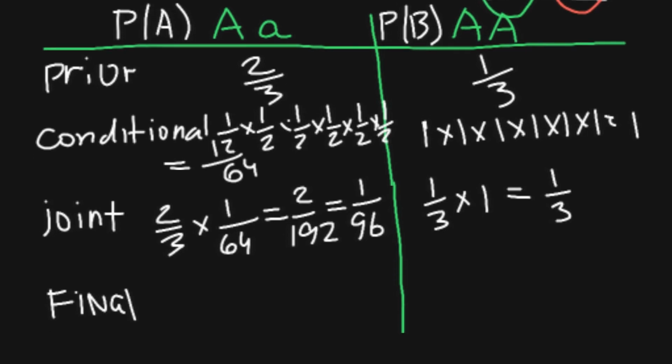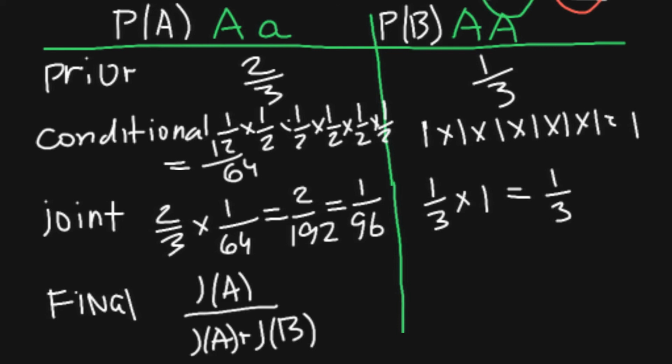So we have to divide the joint probability of event A by the joint probability of the event A plus the joint probability of the event B. As you remember, event A is the probability that the father is heterozygous, and the joint probability A is here. So we have to just put numbers here.